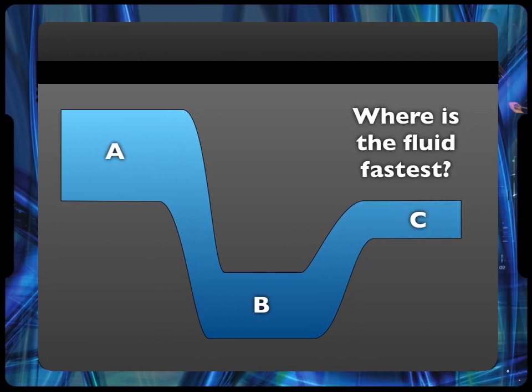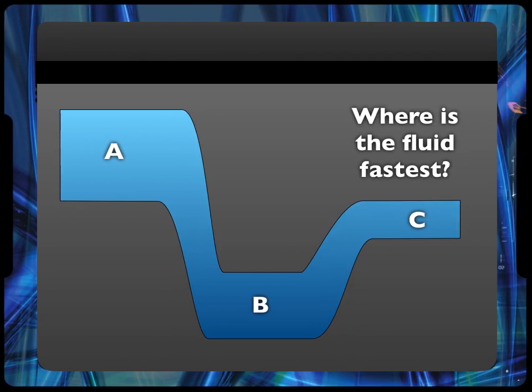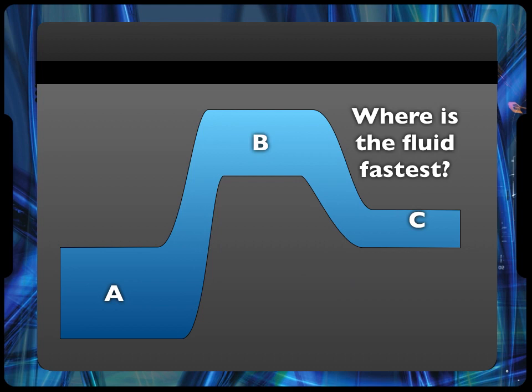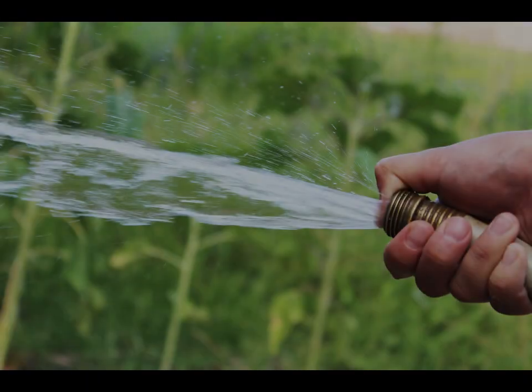So where in this pipe is the fluid fastest? Is it fastest at A? Is it fastest at B? Or is it fastest at C? Well, C has the narrowest pipe, so yeah, it's fastest at C. But what if we were to flip the pipe upside down? That changes nothing. The answer is still C. I think you get that. All right, enough of that.